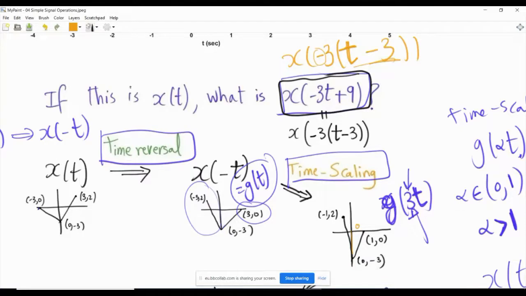So basically, this is one order that gives you things correctly: you do the time reversal first, then the time scaling, and finally you do the shift. Do whatever you want. I'm sure that you have your own method, but just make sure that you do things correctly.